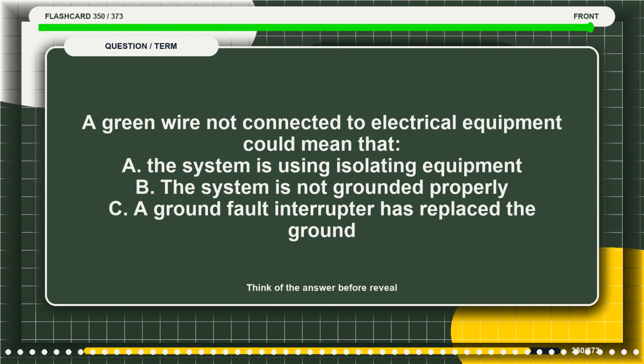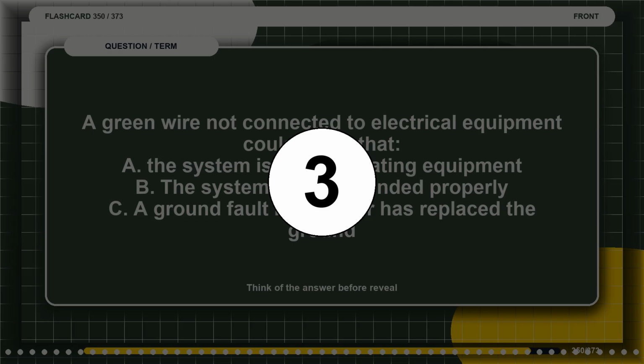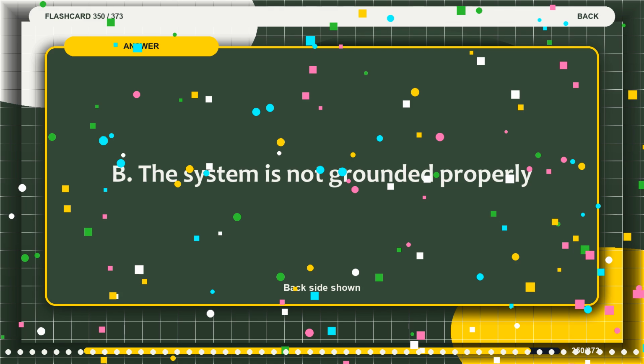Flashcard 350. A green wire not connected to electrical equipment could mean that A. the system is using isolating equipment. B. The system is not grounded properly. C. A ground fault interrupter has replaced the ground. Think of the answer before the reveal. The answer is B. The system is not grounded properly.